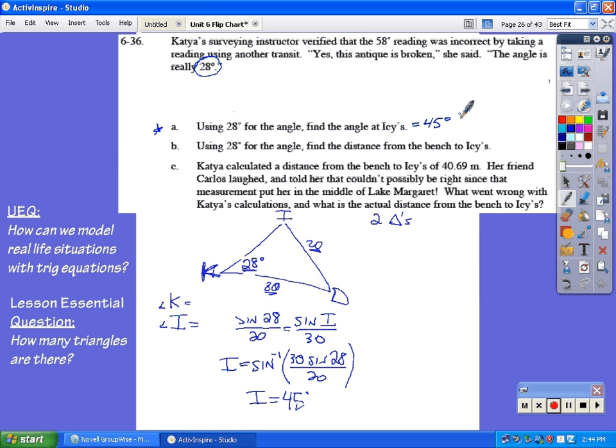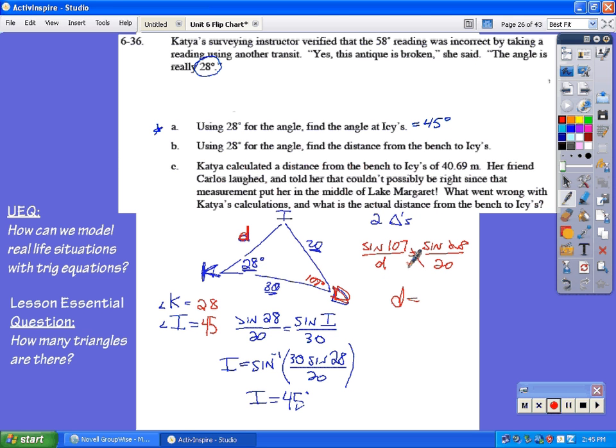Using 28 degrees for the angle, find the distance from the bench to Ices. Now if we're trying to find the distance, that will be this side, D. We switch colors here for part B. First you have to find angle D. If we know 45 for I and 28 for K, triangle angle sum gives us 107 for this angle here at Derek's. So sine of 107 over D is going to equal the sine of 28 over 20. Cross multiply, solve for D.